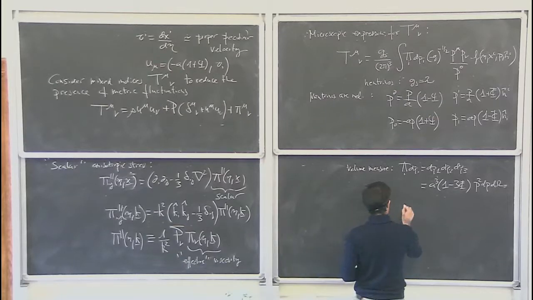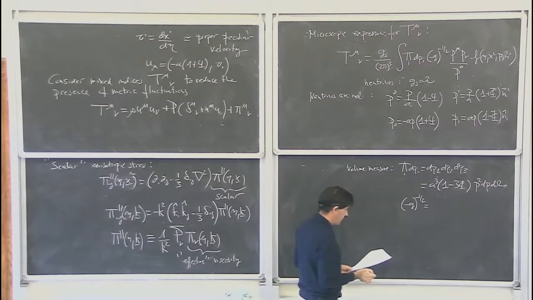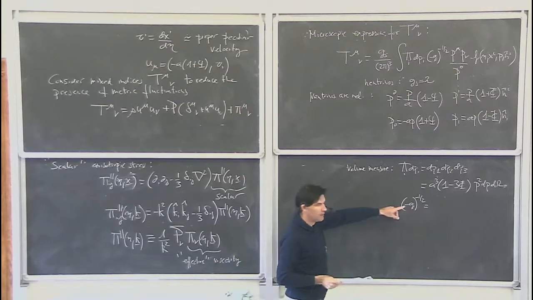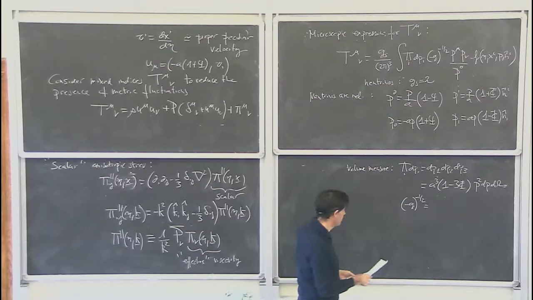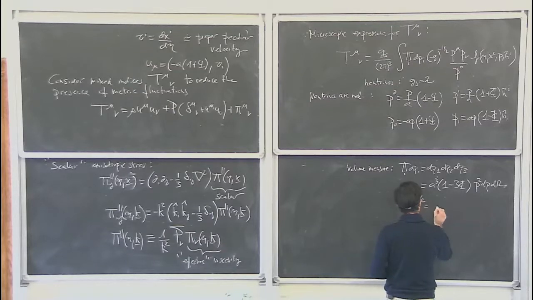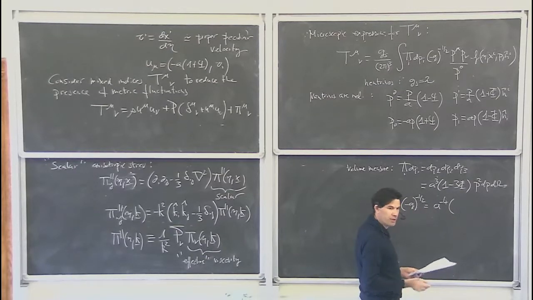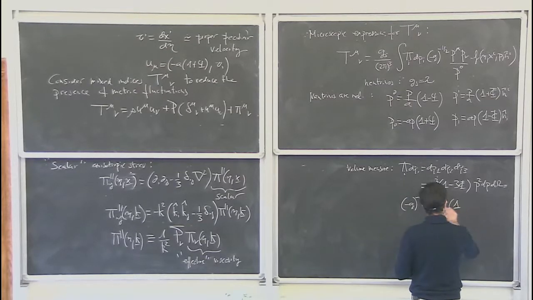And then we have the 1 over the square root of minus the determinant. And so if you do the calculation for the longitudinal metric, then you get a to the minus 4, 1 minus psi plus 3 phi.